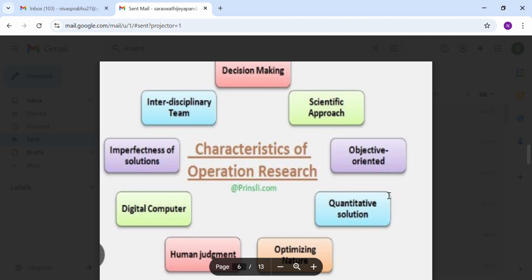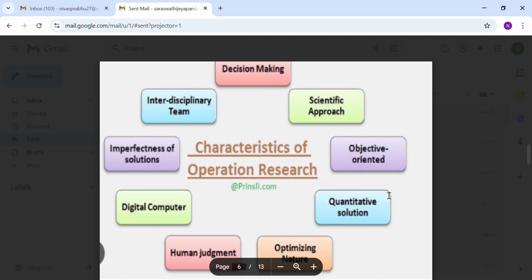The characteristics of OR. It is a scientific approach and an objective oriented approach. It deals with quantitative solutions, optimizes the nature, and is subject to human judgment. Digital computers and other equipment are needed to process the OR techniques. Imperfectness in solution is also sometimes possible. It deals with interdisciplinary aspects. Mainly it is used for taking decisions in complicated situations.